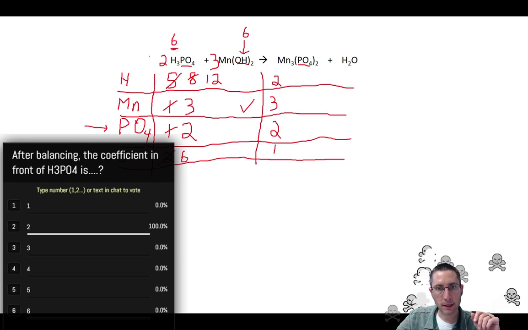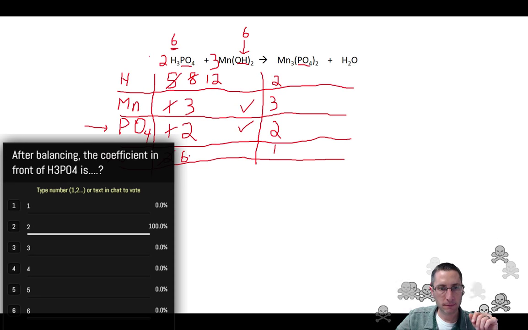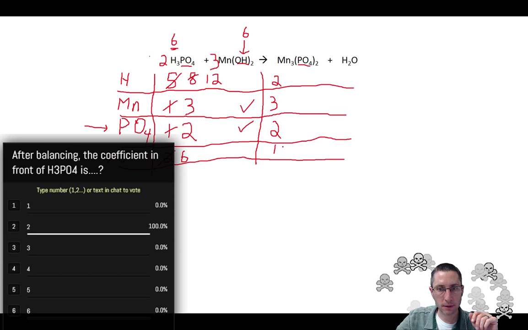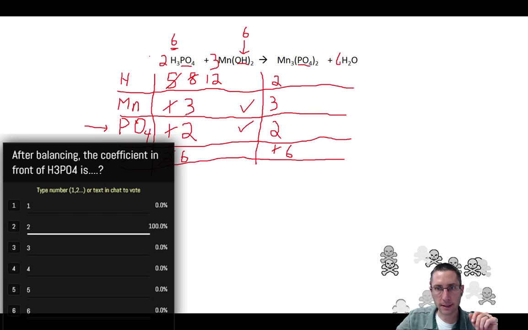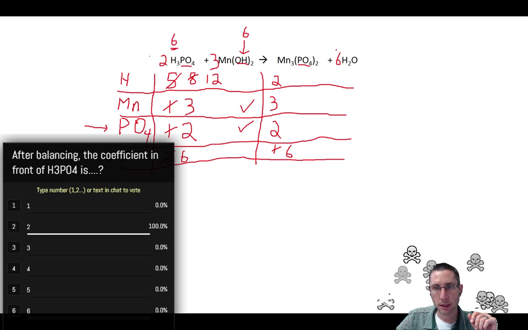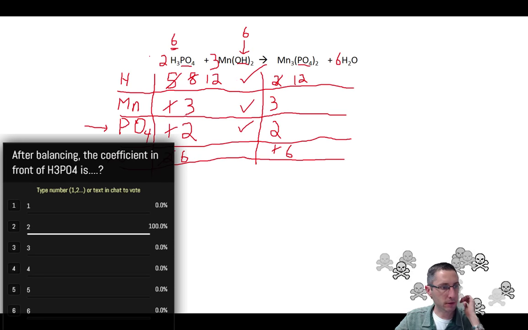So now my manganese and my phosphates are balanced. Hydrogens are severely imbalanced. Oxygens, I need to balance as well. So let's treat oxygens. I need to get the oxygens on the right up to 6. So I'm going to add a 6 in front of water on the right. That has balanced my oxygens. It also means that now my hydrogens have gone up to 12 on the right, which is convenient because that's what I needed. Okay, so this represents the balanced reaction.